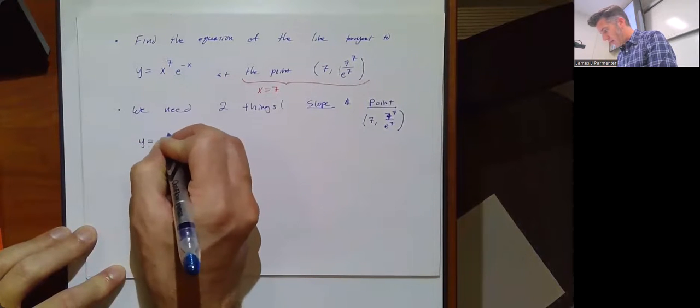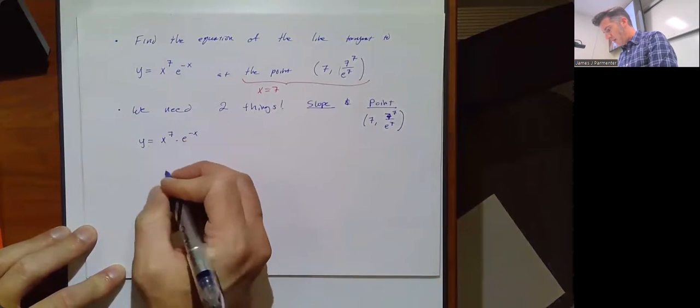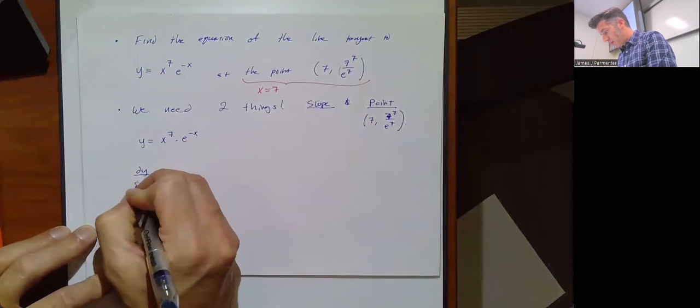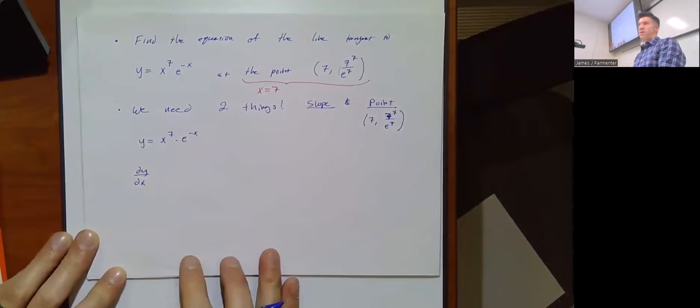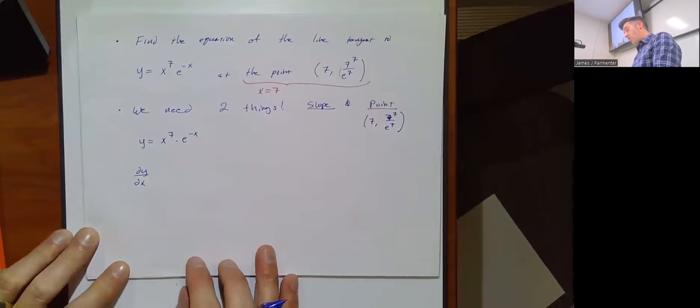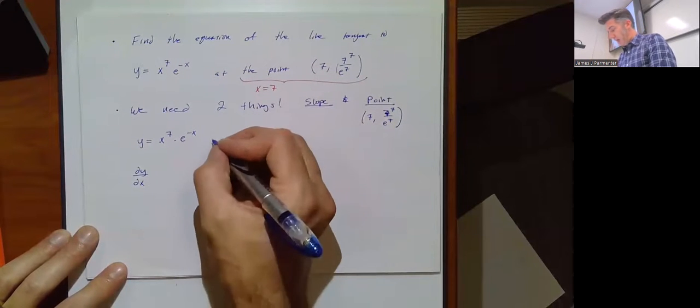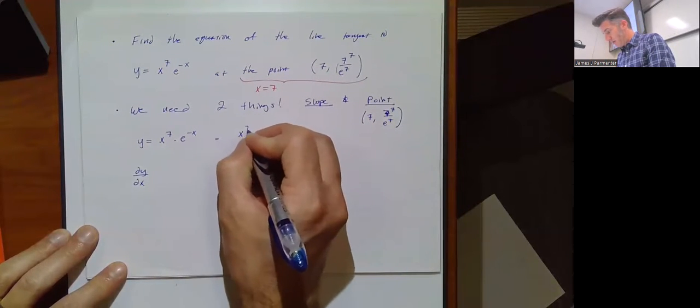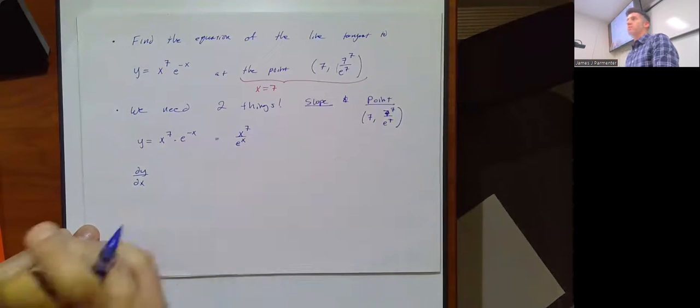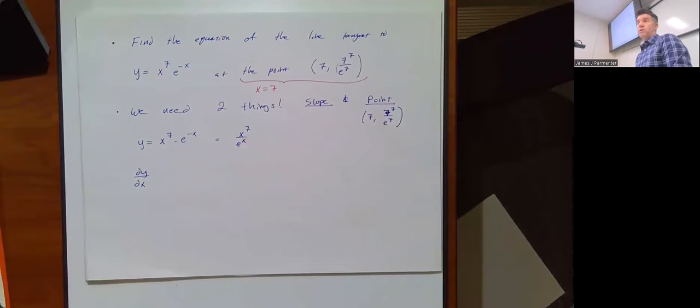So we've got y equals x to the 7th times e to the negative x, I'm going to use the product rule. If you prefer, although I don't think you do, you could also use the quotient rule. You could write this as x to the 7th over e to the x and use the quotient rule. That would be an option as well.